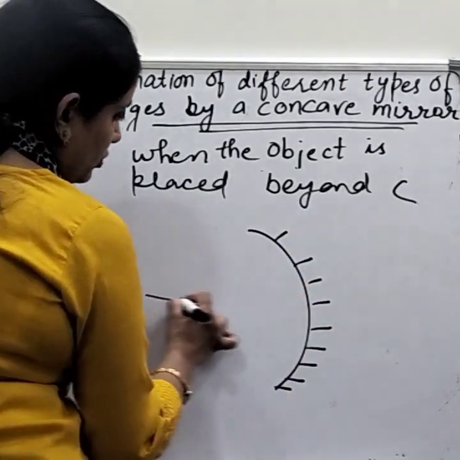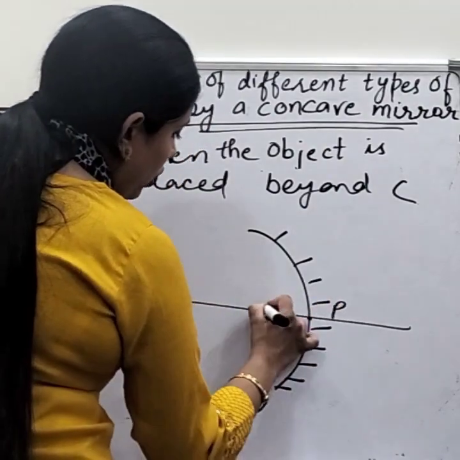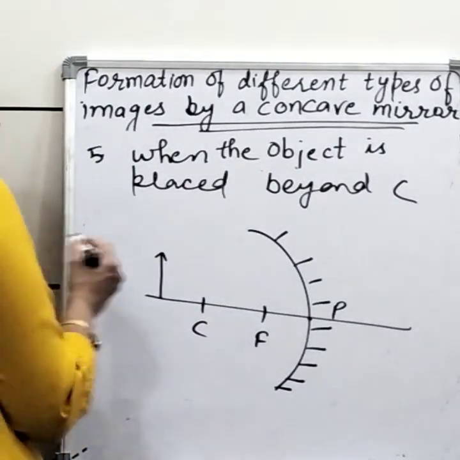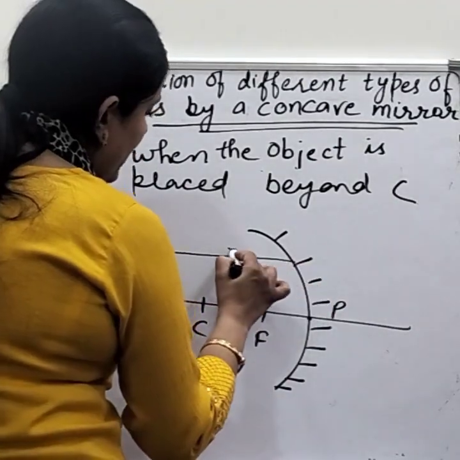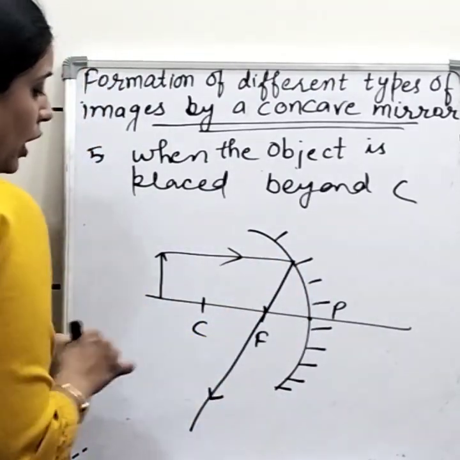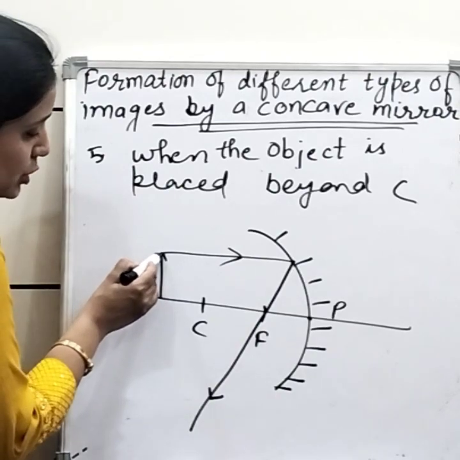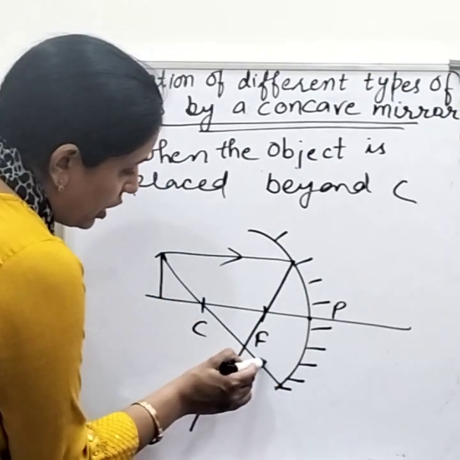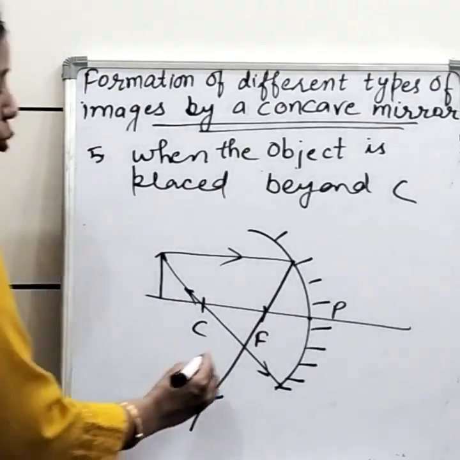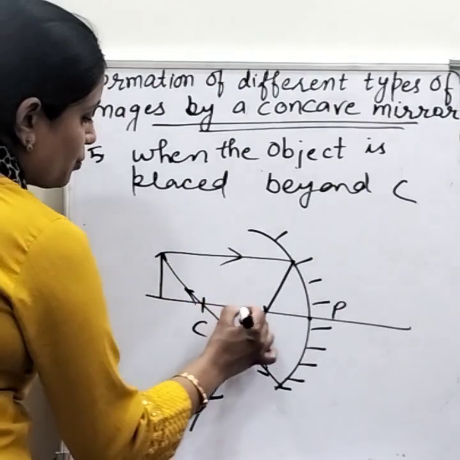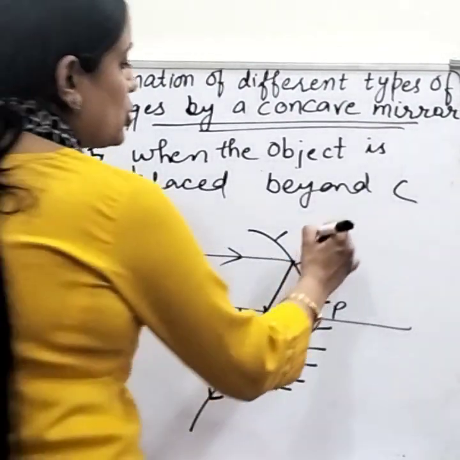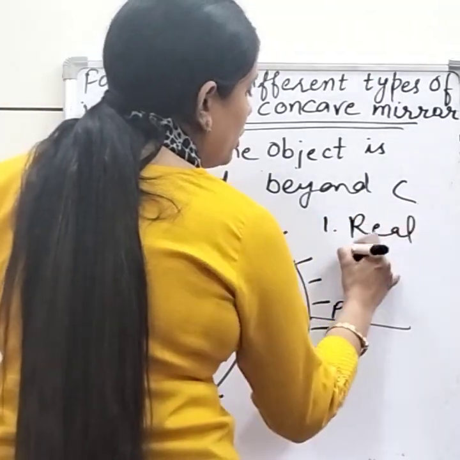Beyond means पीछे. Pole, focus, center. So when the object is placed beyond C, first the ray parallel to the principal axis, after reflection, will go through the focus according to the first rule. And when the light ray is passing through the center of curvature, after reflection it will reflect along the same path. So the two rays meet at this point, they actually meet, and the image is formed here. So actually meet, so a real and inverted image is formed.